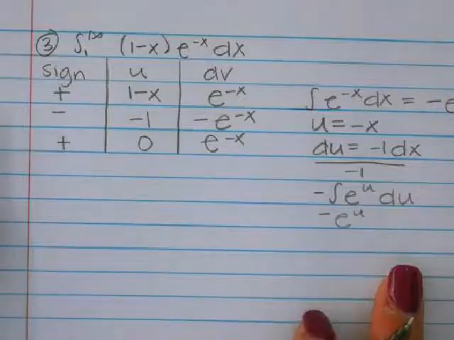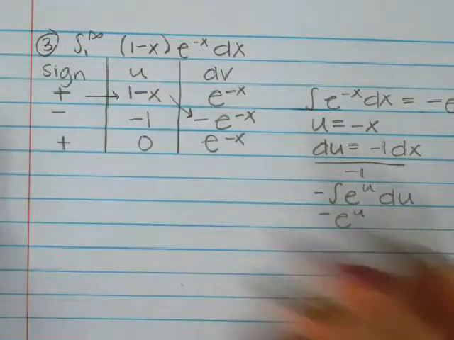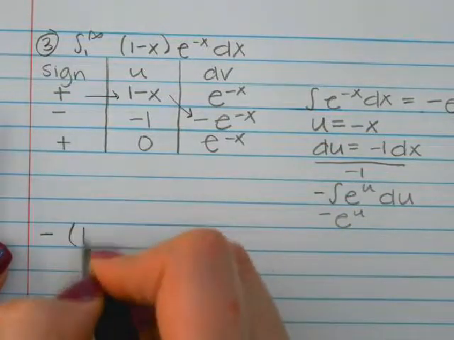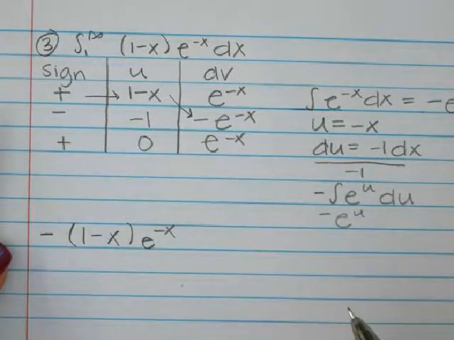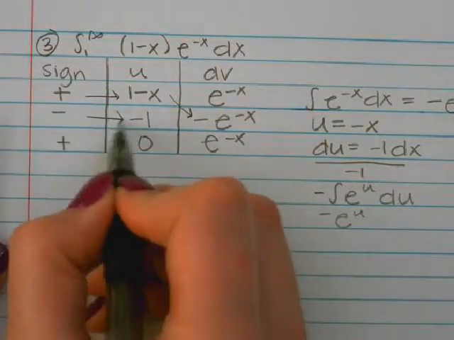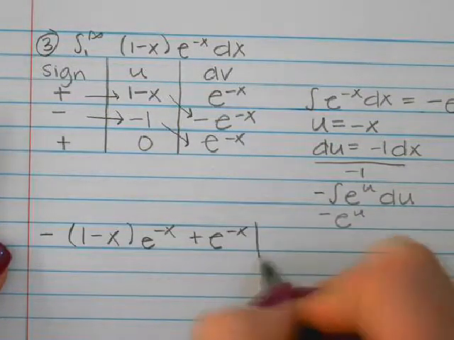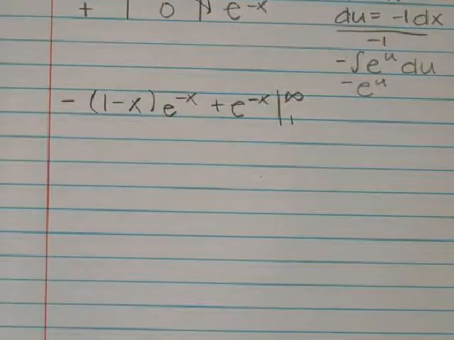All right. So, what do we have for our integral? I'll just say that this is negative of (1 minus x) e to the negative x. And then what do we have? Oh, plus e to the negative x. Okay, and this is being evaluated from 1 to infinity. And this is the part where we say, oh, silly, you can't plug infinity in. So make it a limit, and then you can plug infinity in. Silly rabbit.